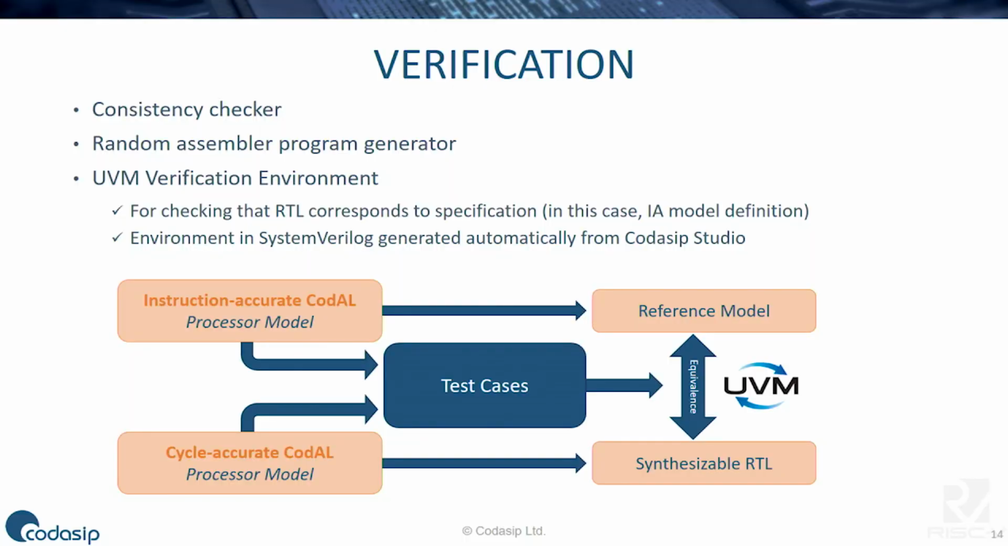Now, verification is an important process as well. It's part of the Studio. It's part of the methodology that we use. The bottom line here is that we use the functional model as a reference, as a spec, and we take the reference model out of that. And then we have a cycle-accurate model, which is the implementation model, and we have the RTL out of that. And then there is a UVM test bench. And then we are able to generate test cases for you fully automatically based on the instruction set that you describe in the functional model.